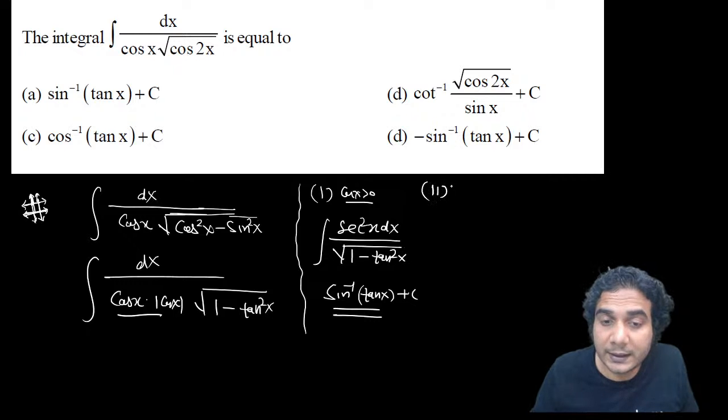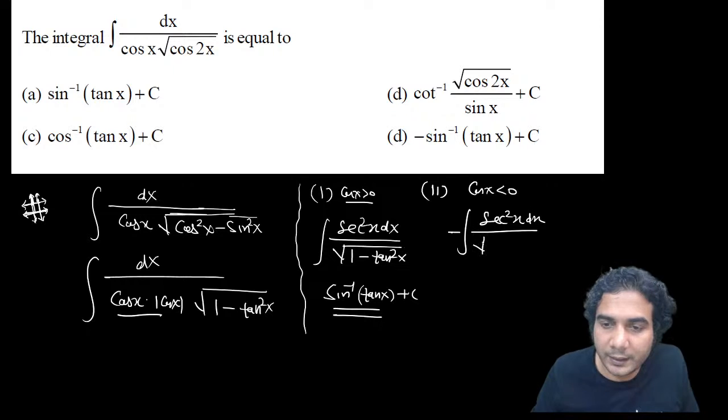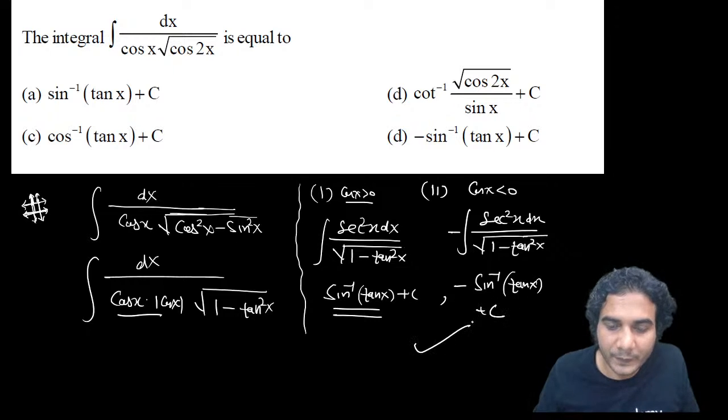And the second scenario, when cos x is negative, it is going to be the integral of minus of, okay, because mod of cos x is minus cos x. So minus sign will appear. Sec square of x dx divided by under root of 1 minus tan square x, and for this tan you can again write the same formula. So in this case the answer is going to be minus of sine inverse of tan x plus c. I hope you've got it.